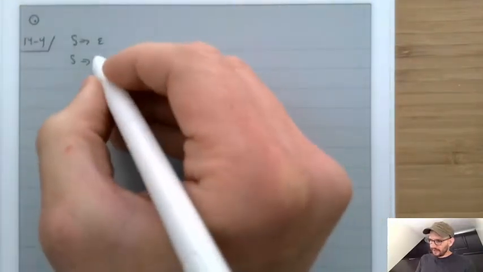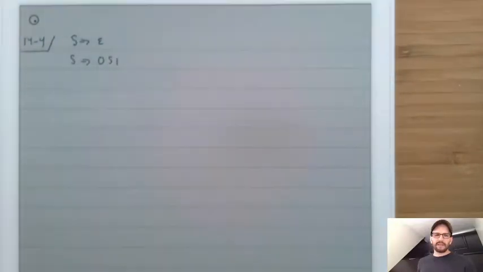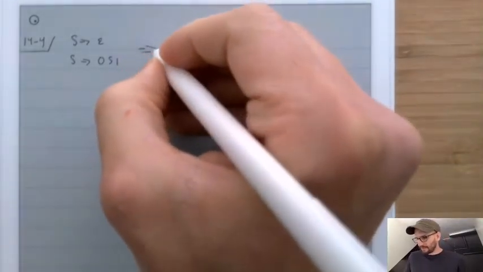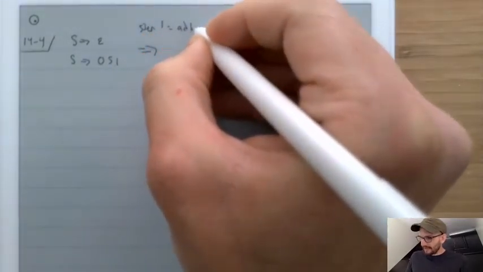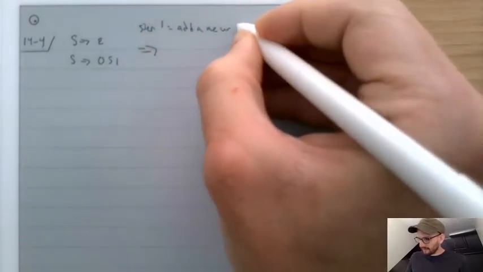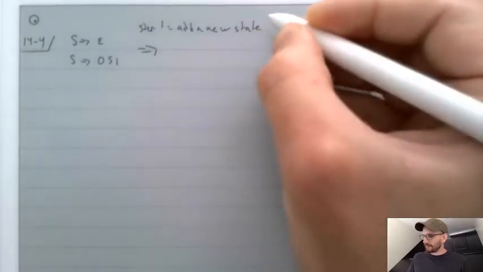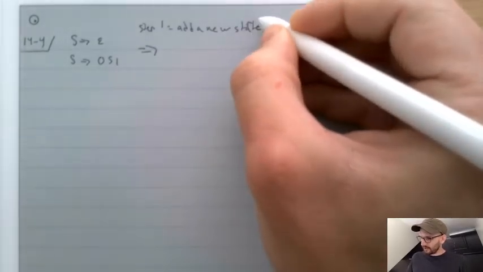So this is the grammar for the 0^n 1^n language. Now here is the process for doing that. Step one, add a new start state.